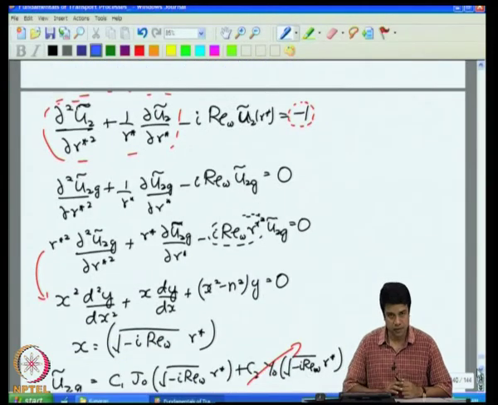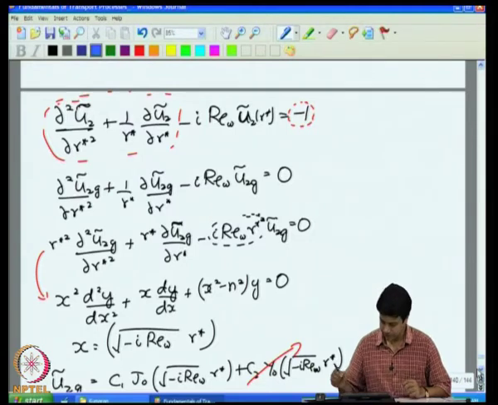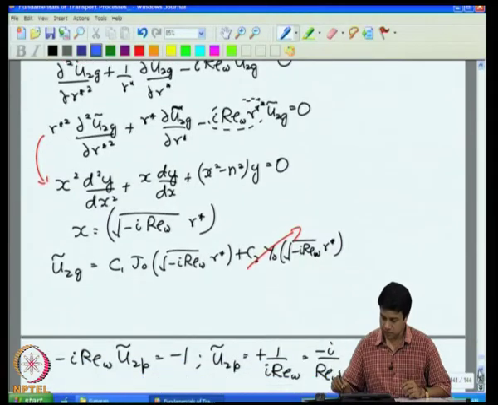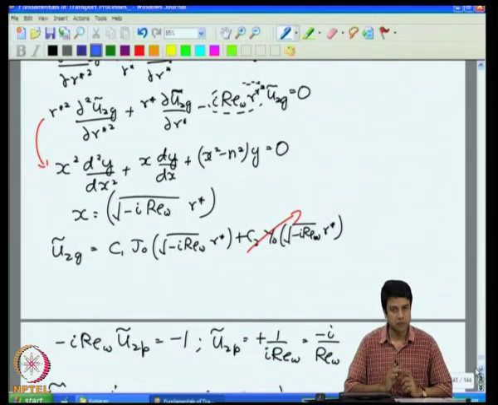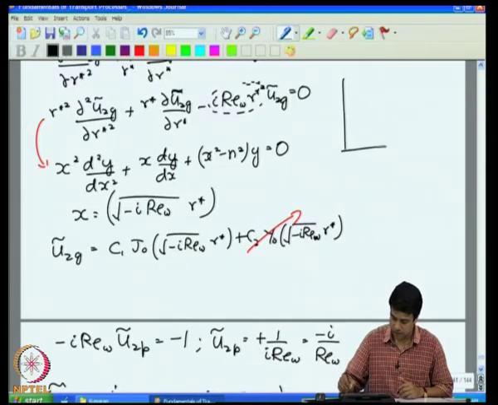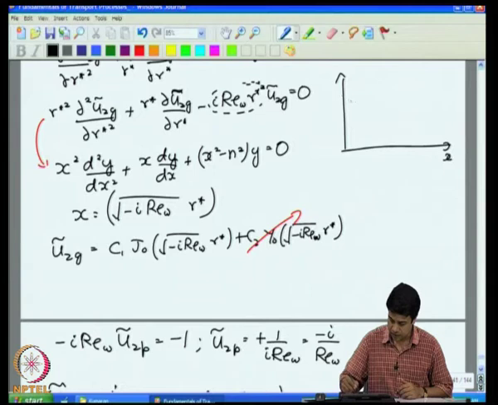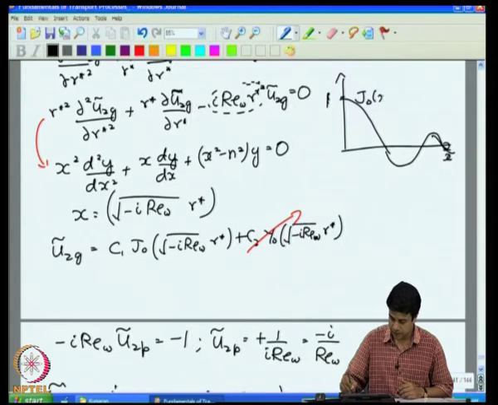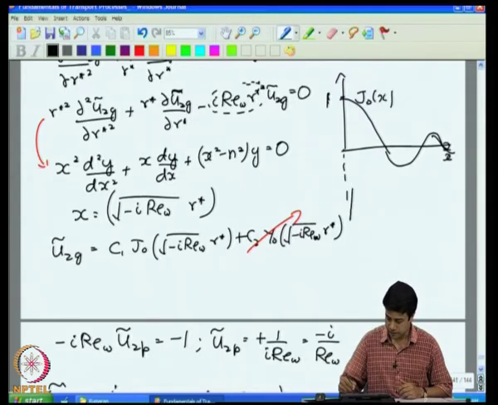by using a separation into a particular solution and a homogeneous solution. The homogeneous solution was in the form of Bessel functions J naught and Y naught. Straight away we could set the coefficient of the term proportional to Y naught equal to 0, because we know that the Bessel function Y naught goes to minus infinity at r star is equal to 0. We had discussed the forms of both J naught and Y naught as a function of x. And J naught of x has an oscillatory form. It starts at 1 and it has an oscillatory form. This is J naught of x, whereas Y naught of x starts at minus infinity.